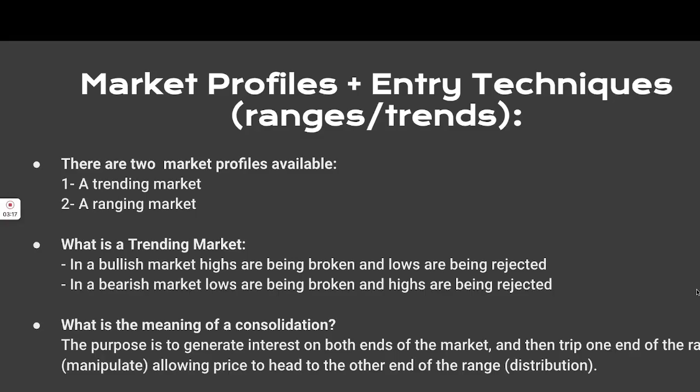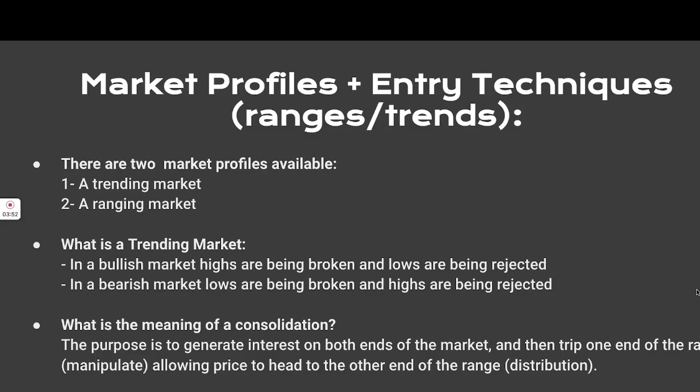What is a trending market? In a bullish trending market, the highs are being broken and the lows are being rejected. In a bearish trending market, lows are being broken and highs are being rejected. We are turtle souping highs and breaking lows when we are bearish in a trending market, and in a bullish trending market, we are turtle souping lows and breaking through highs.